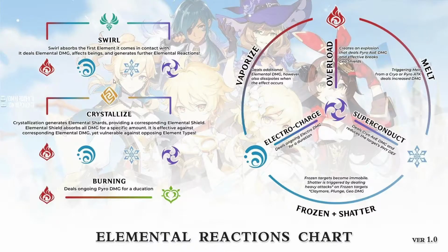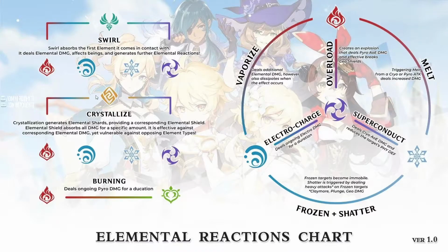Like, let's say you have cryo and electro in the swirl. You can also cause superconduct, which is between electro and cryo, which deals cryo AoE damage. You can have superconduct within that swirl dealing more damage. So swirl is an excellent one to toss on top of already previous elemental interactions like superconduct or electrocharge or just other interactions.